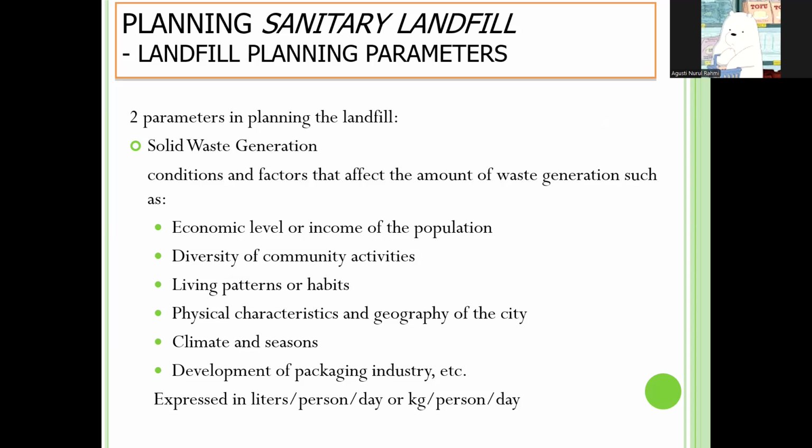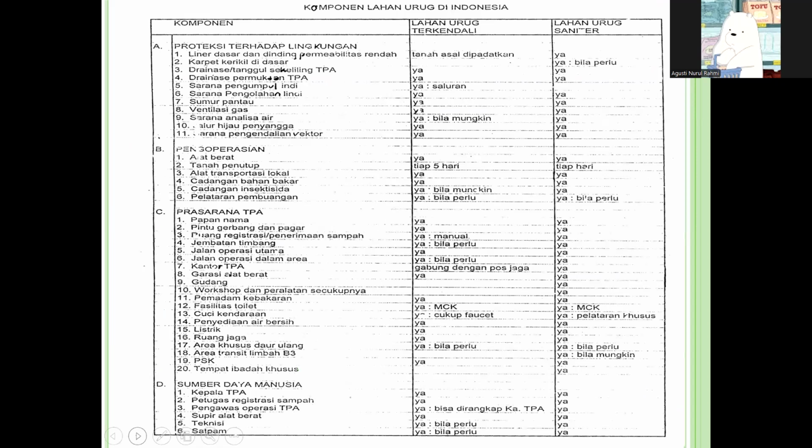Okay, so here you can see the table of the landfill component in Indonesia. So there are protection for the environment, and then the operational, and then the landfill infrastructure, and the last is the worker.